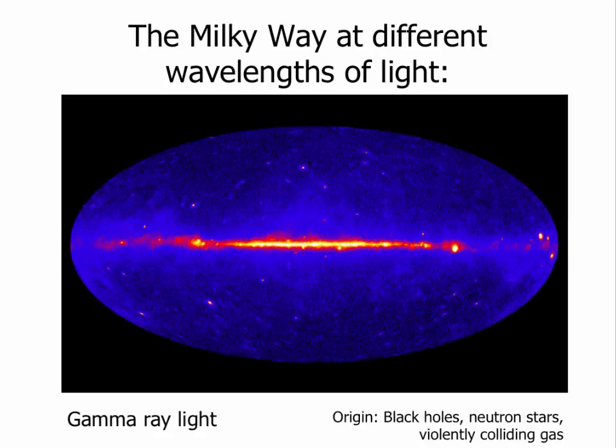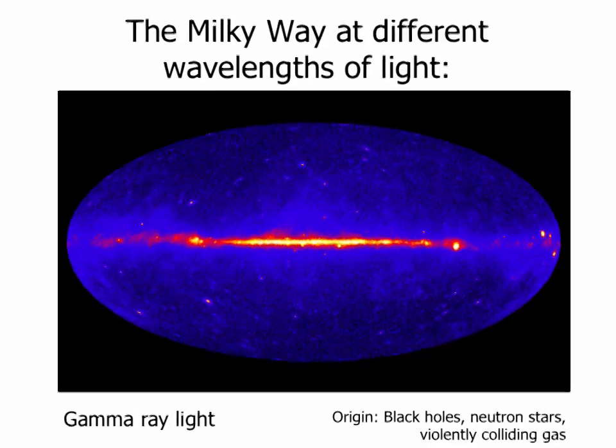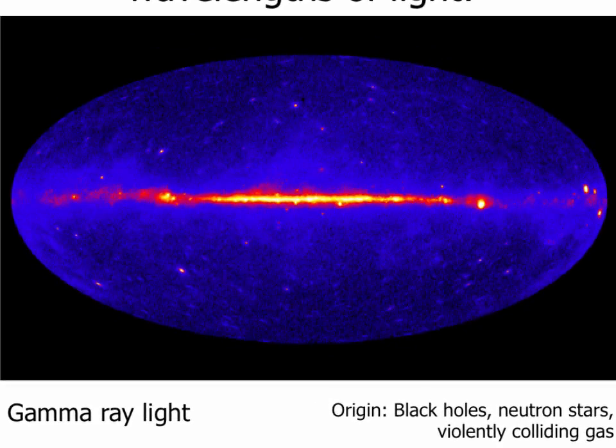Finally, the shortest wavelength light is gamma ray radiation, and here we go back to a color scheme where yellow means very bright, blue means very little gamma rays. Gamma ray radiation comes from very energetic processes such as black holes or neutron stars or very violent collisions of gas. And so there are very few sources.